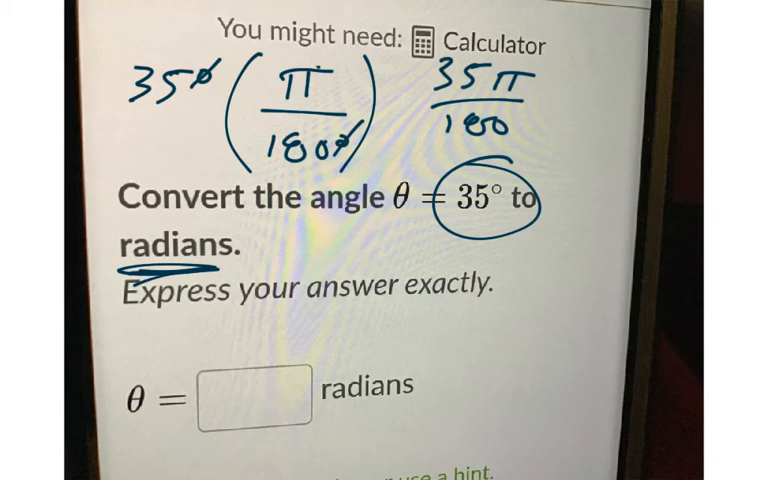Again, I don't have the calculator with me to help me out. But I can divide by 5. Again, if you have the calculator, just divide by 5, you get 7. Divide 180 by 5, you get 36 again. So I'm going to type in 7 pi over 36.